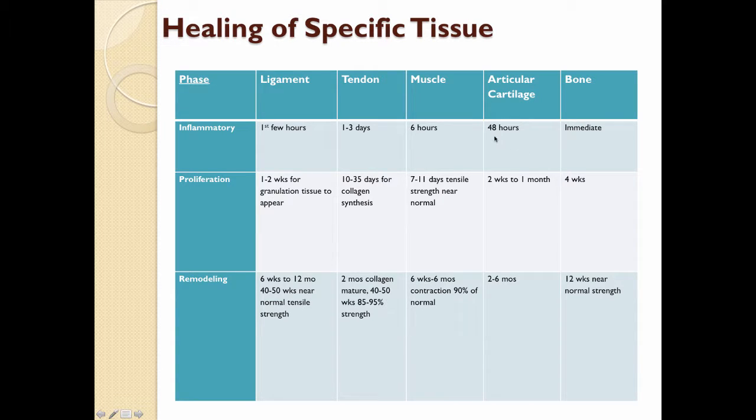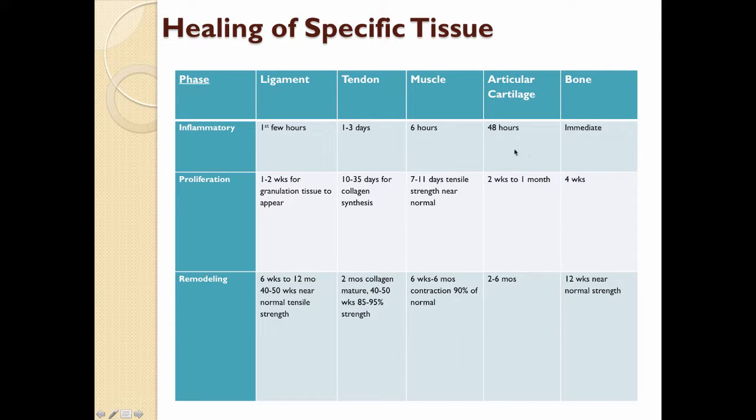So articular cartilage is a little bit slower on the uptake as far as moving into the inflammatory response. You may not see an inflammatory response until a day or so after the event of damaging or irritating the articular cartilage. The proliferation phase may last up to a month, and the remodeling phase can last 2 to 6 months.